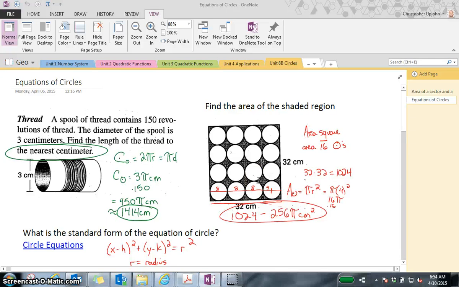All right, let's talk about some equations of circles. First, we'll start with these warm-ups. And the first one, a spool of thread contains 150 revolutions of thread. It means it goes around that circular thing 150 times. So that's just the circumference 150 times.